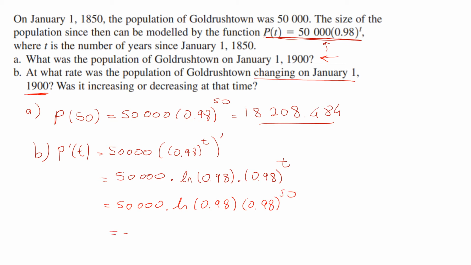You will end up with negative 367.861. And I know now that it's decreasing. So obviously we cannot have 0.5 people, so I will be rounding this to 368 people. So we can say that the population was decreasing at a rate of approximately 368 people per year.